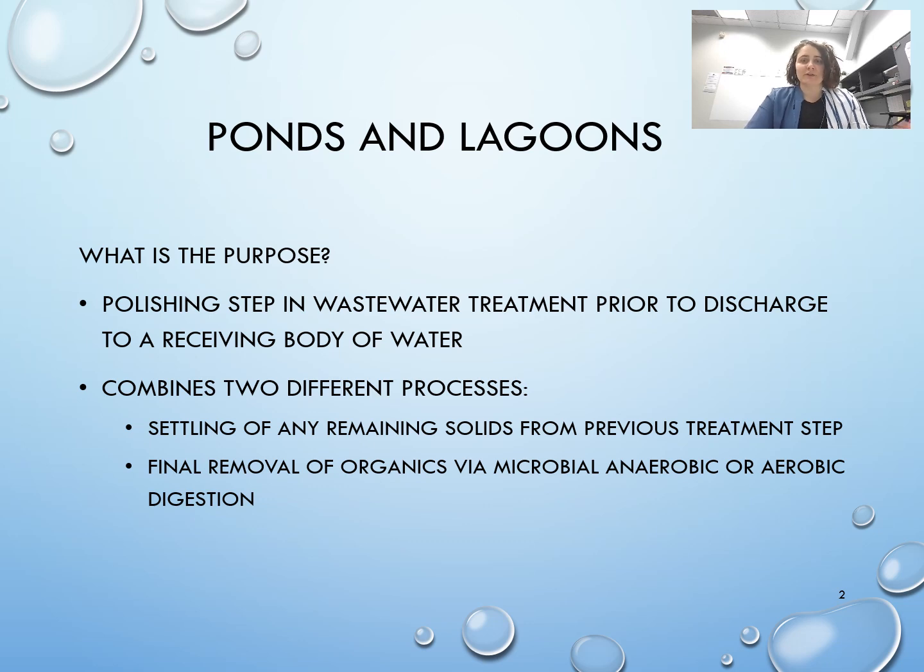So ponds and lagoons are normally what we call a polishing step in wastewater treatment. So it's normally one of those steps where we've treated things to a specific level using primary and secondary treatment, and now we're just making sure that everything is ready to go before that wastewater hits a receiving body of water. It combines two different processes. So it combines the settling of any remaining solids that are in the system from any previous treatment steps, and it uses the same anaerobic or aerobic digestion principles that we've talked about for other treatment in order to try and remove any remaining organics from the system. So two different things that it does.